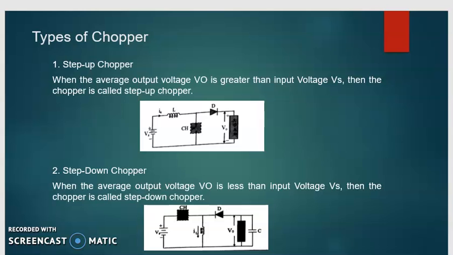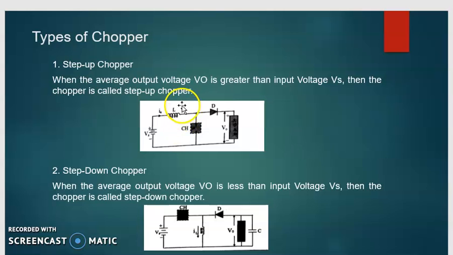Basically there are two types of chopper: step-up chopper and step-down chopper. When the average output voltage V0 is greater than the input voltage Vs, the chopper is called a step-up chopper. When the average output voltage V0 is less than the input voltage Vs, the chopper is called a step-down chopper. In the circuit, Vs is the input voltage and V0 is the voltage obtained across the load. The basic difference between the two circuits is that V0 is greater than Vs in the step-up chopper and V0 is less than Vs in the step-down chopper.